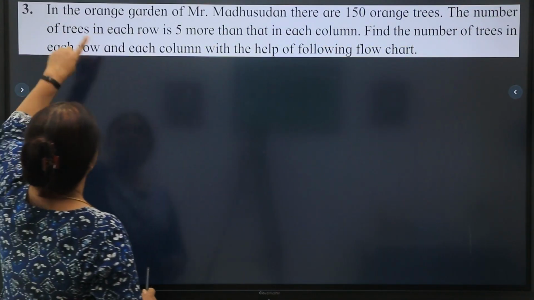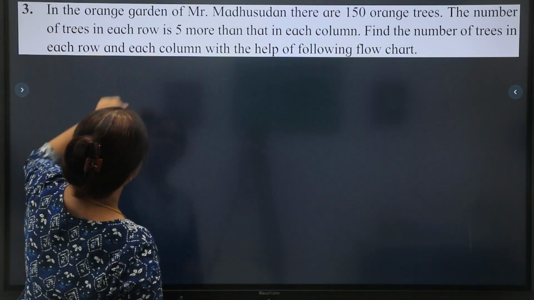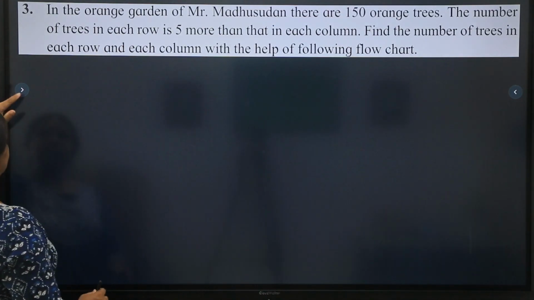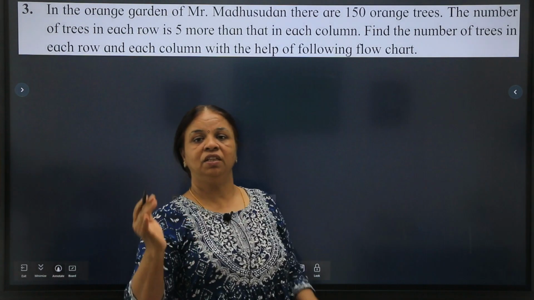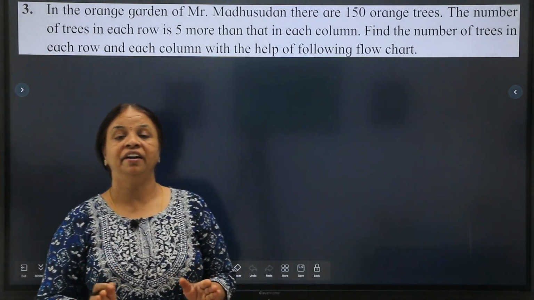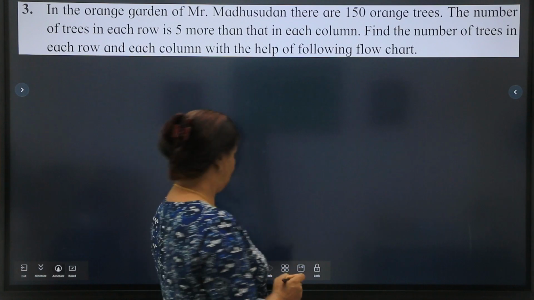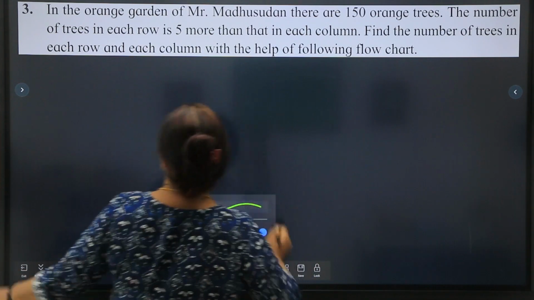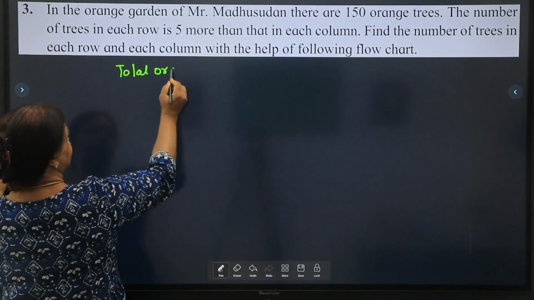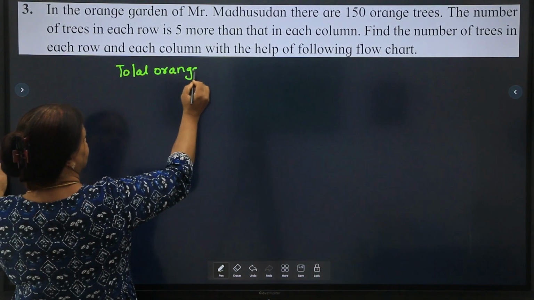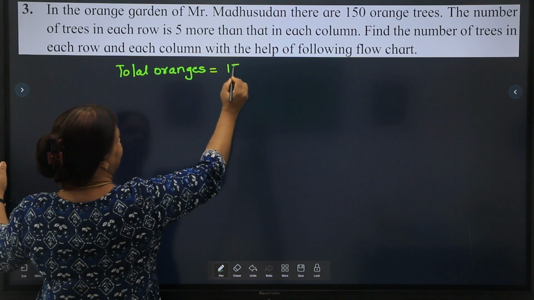The third sum says, in the orange garden of Mr. Madhusudan, there are 150 oranges. Total number of oranges in Madhusudan's garden are 150. Total number of oranges, let me write it here. Total oranges is equal to 150.